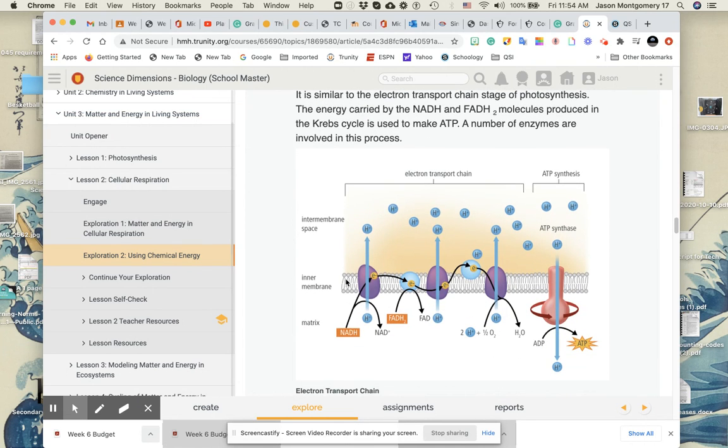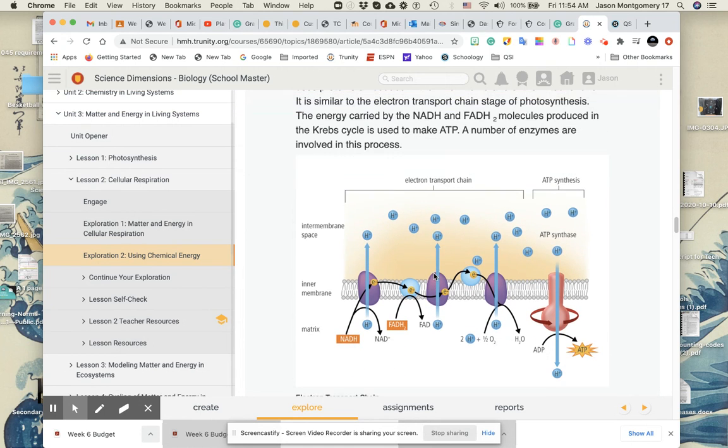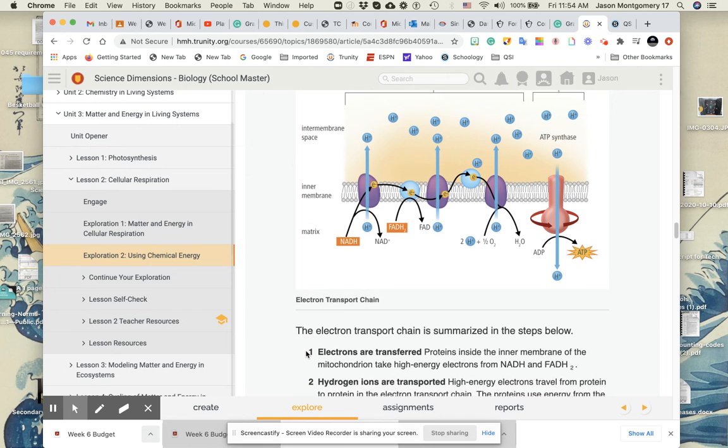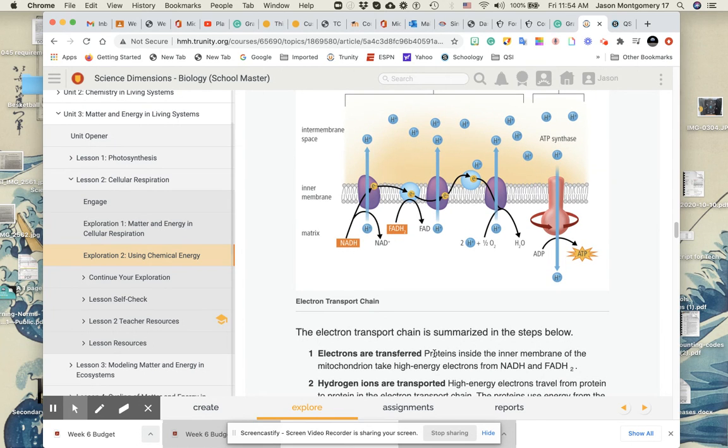All right, so what we got here, we got the intermembrane, and you got some proteins that are embedded into the phospholipid here, right? And you got what's called the matrix of the mitochondria. This is the inside part, right? So essentially what happens is electrons are being transferred along these little protein channels across here.